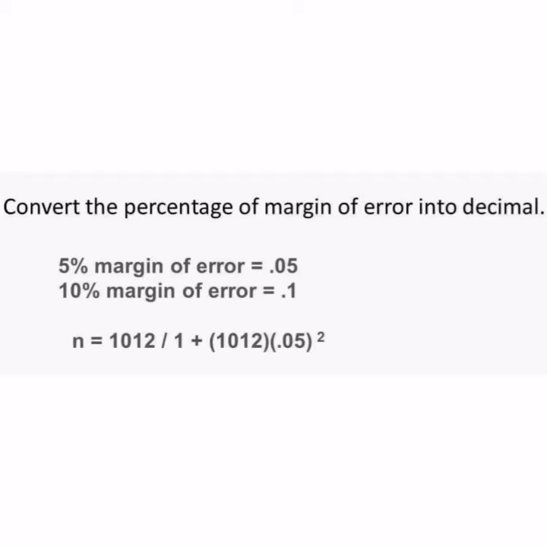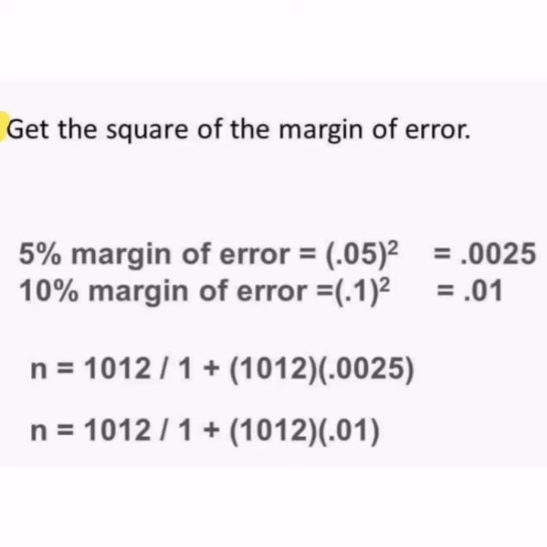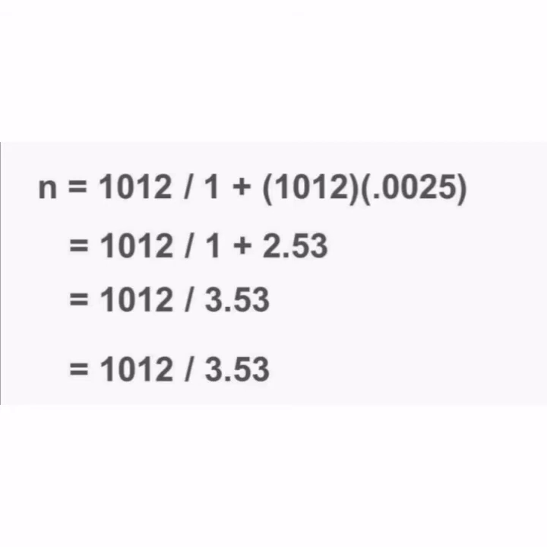Substituting the identified data, we will have n equals 1012 divided by 1 plus 1012 multiplied by 0.05, which is the margin of error. The next thing that you need to do is get the square of the margin of error. If your margin of error is 5%, that's going to be 0.05 squared. You'll end up with 0.0025. If it's 10%, 0.1 squared, that's going to be 0.01.